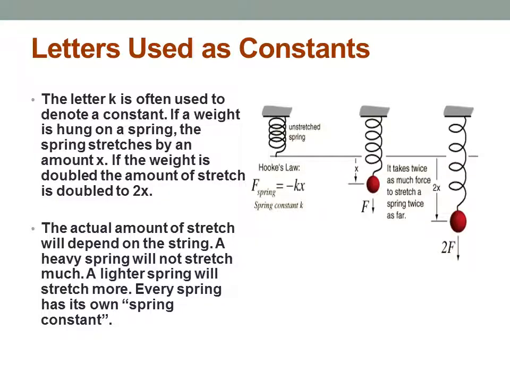Letters used as constants. The letter K is often used to denote a constant. If a weight is hung on a spring, the spring stretches by an amount X. If the weight is doubled, the amount of stretch is doubled, to 2X. The actual amount of stretch will depend on the spring. A heavy spring will not stretch much. A lighter spring will stretch more. So every spring has its own spring constant.